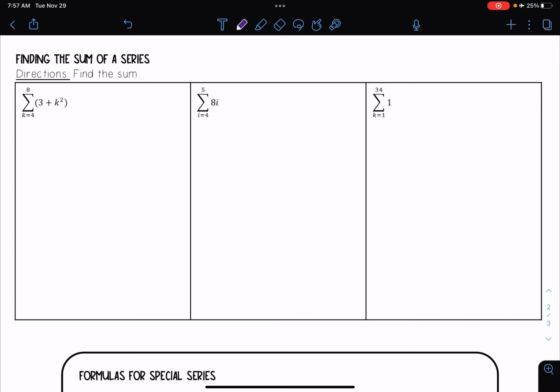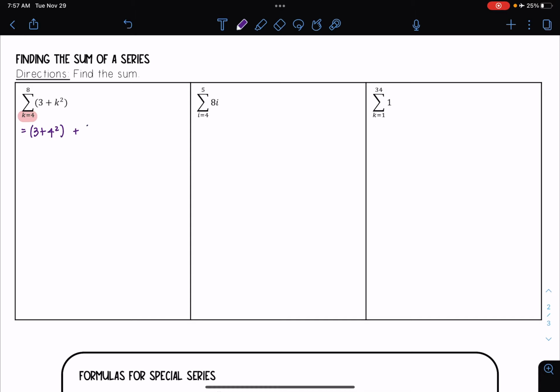to 8. So to do this, I'm going to substitute each value of k into this 3 plus k squared, starting at 4. And I'm going to stop when I get to 8. So that means that my first one is going to be 3 plus 4 squared. Again, this is because we're starting at k equals 4. And then I'm just going to add 1 to k each time.